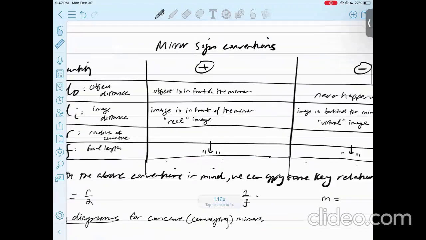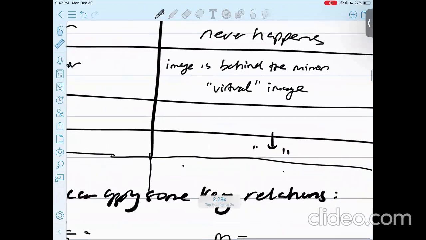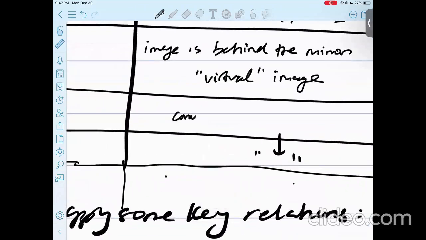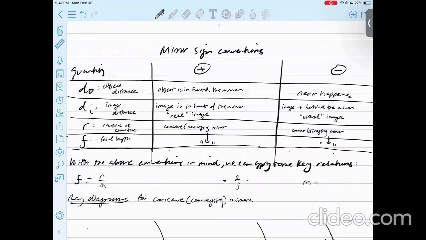If the radius of curvature is positive, by convention, that's a concave or converging mirror. If it's negative, by convention, that's a convex/diverging mirror. And since we have this very simple relationship between the focal length and the radius, f equals r over 2, these same things apply for the focal length as for the radius of curvature, so I won't rewrite them.